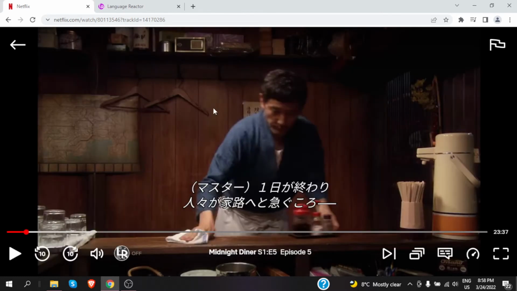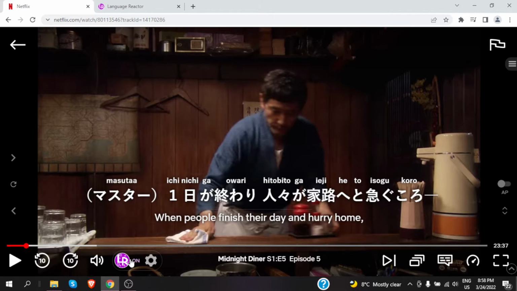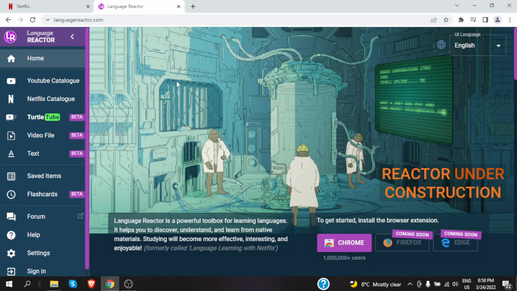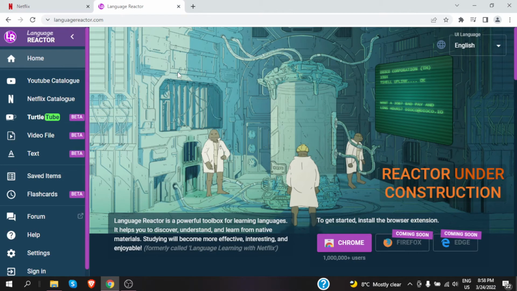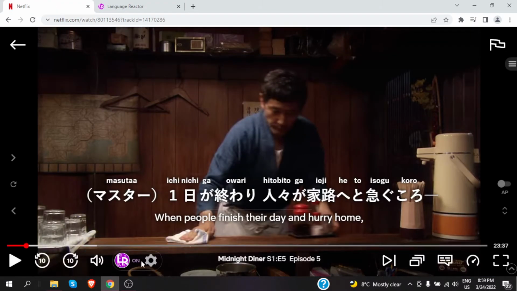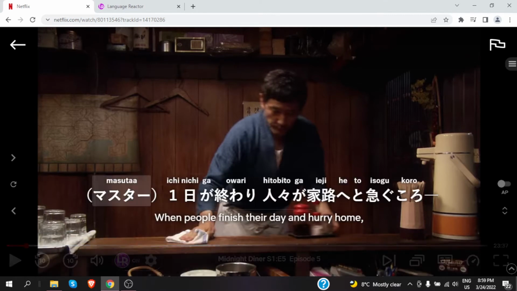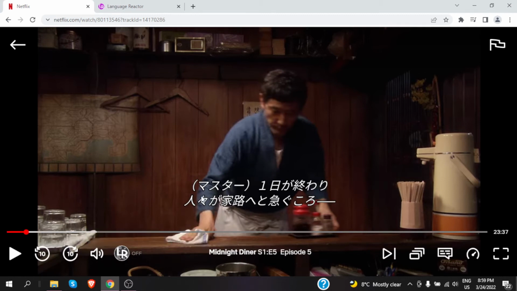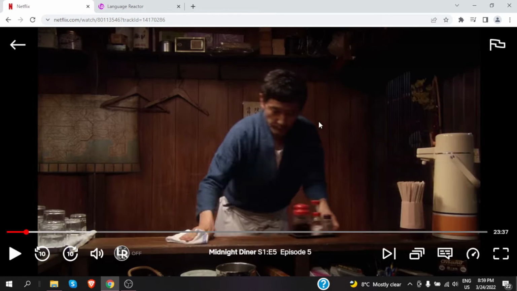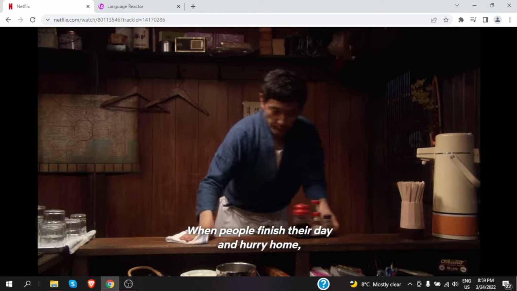I also use this tool called Language Reactor. It's a free plugin, totally free. It's got nothing to do with Netflix or YouTube. It's a third-party plugin, and you just install it to Chrome, Firefox, Edge, whichever browser you use, and it pops up automatically at the bottom of the player. You can turn it off and on. What I normally do if I don't use Language Reactor is I just watch Japanese movies and TV shows with English subtitles, and I try my best to connect the English with the Japanese being spoken.